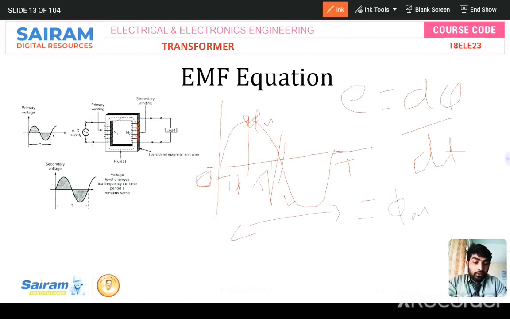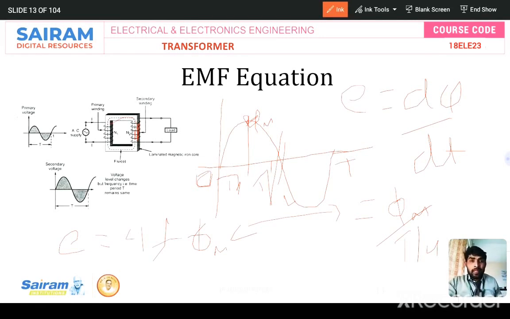And what about the dt, the time taken? I have taken T by 4. What about T by 4 over here? The time is 1 by frequency, right? So we will get the equation like this: E is equal to, I'll take T as 1 by F, so 4F phi m. And the induced EMF depends upon the number of primary winding turns, right? So I can take N1 afterwards, and this is the average induced EMF.